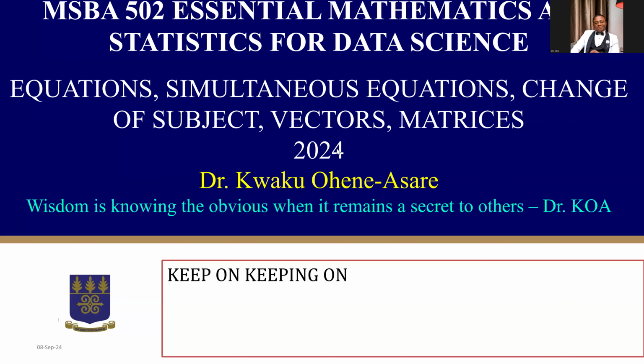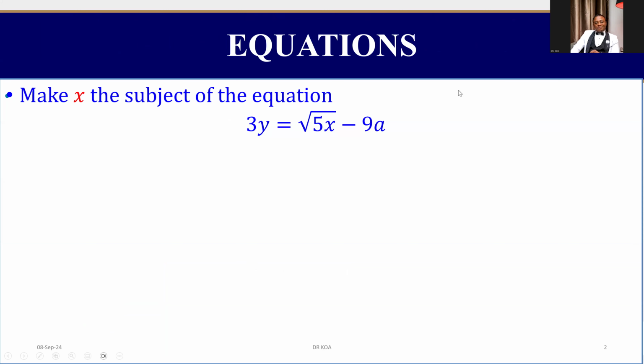We want to look at four, five basic things: equations, simultaneous equations, change of subject, vectors and matrices. That's it. Two questions coming from this. It's as simple as that. So let's start with this.